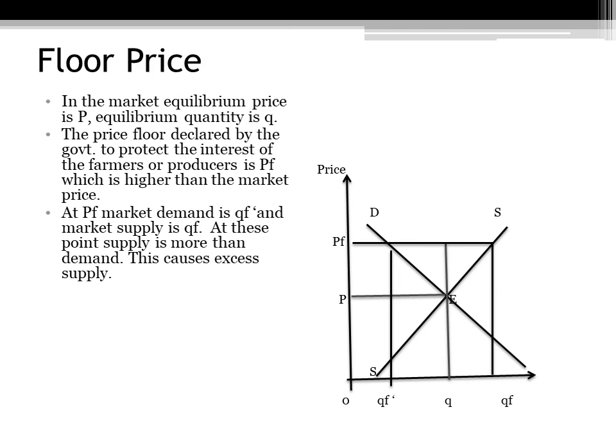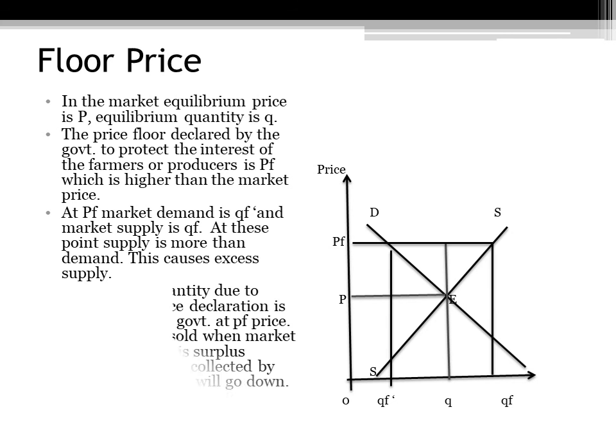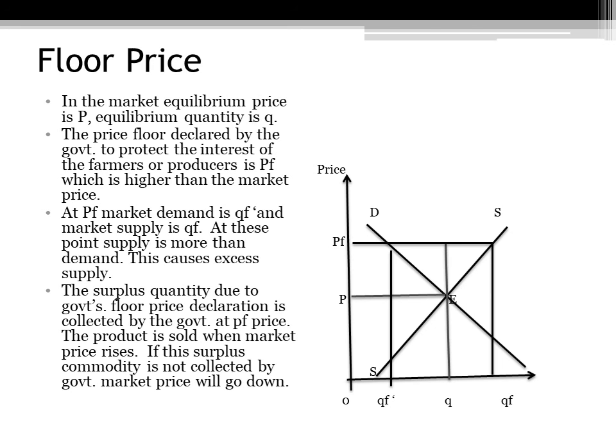At PF, market demand is QF dash and market supply is QF, which means supply is higher than demand. At this point, supply is more than demand and this causes excess supply. The surplus quantity due to the government's floor price declaration is collected by the government at the PF price. So when supply is more than demand, that excess supply is collected by the government at a floor price, which is higher than the market price.